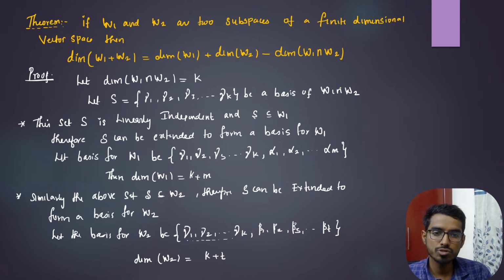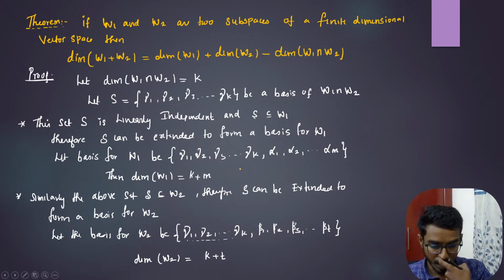Similarly, these vectors belong to W2. Even though these do not form a basis for W2, I can add some vectors to these independent vectors so that it will be a basis for W2 also. So as of now, you can see I have a basis for W1 and I have a basis for W2. The number of elements in W1 is k plus m. The number of elements in W2 is k plus t. Right? Yes.